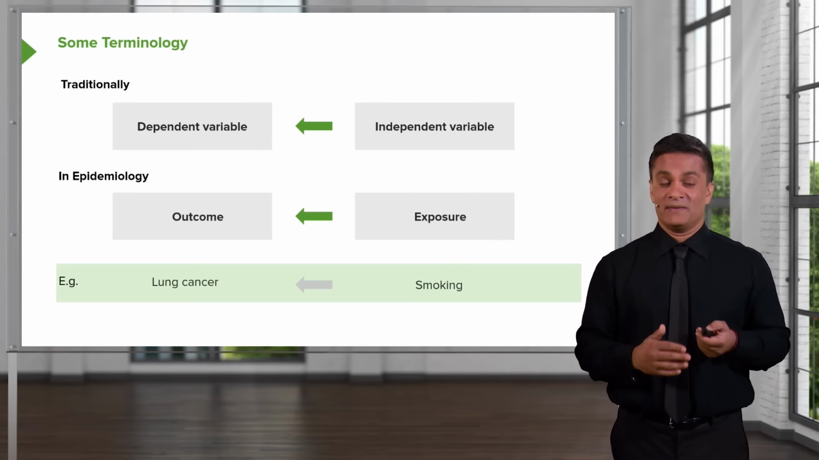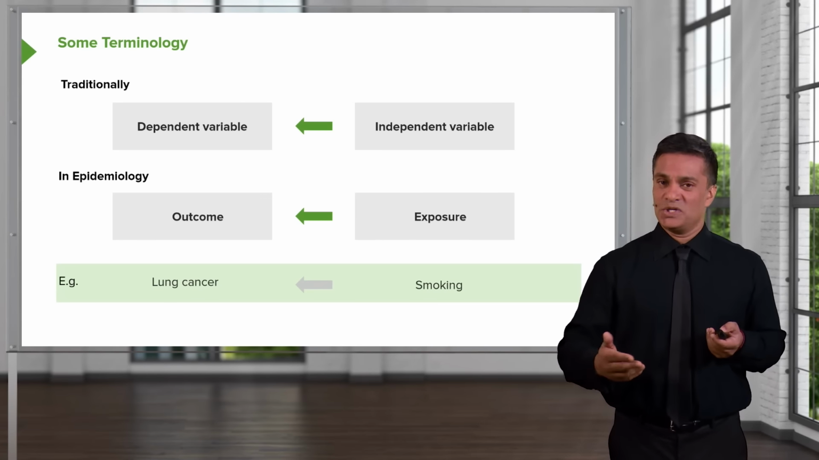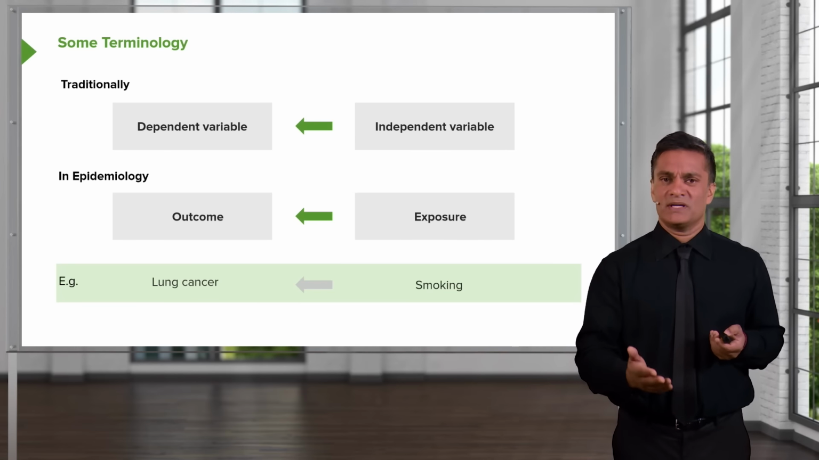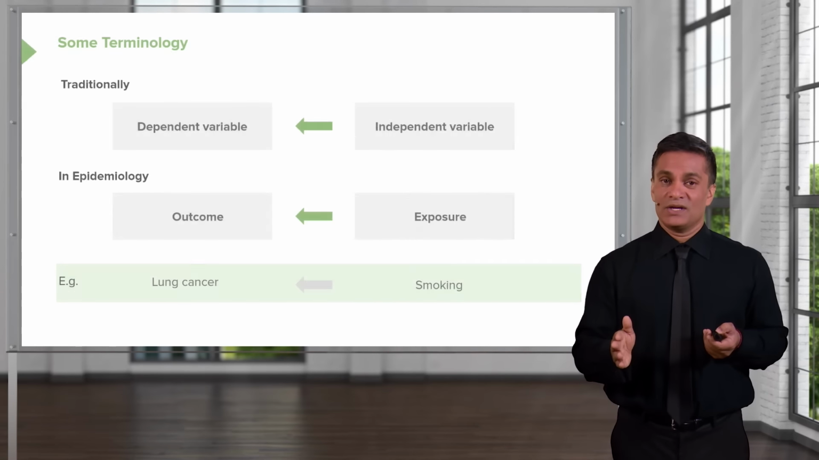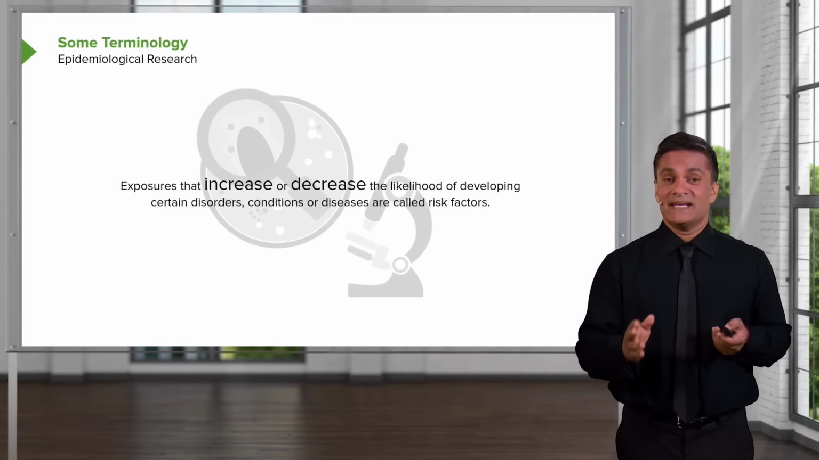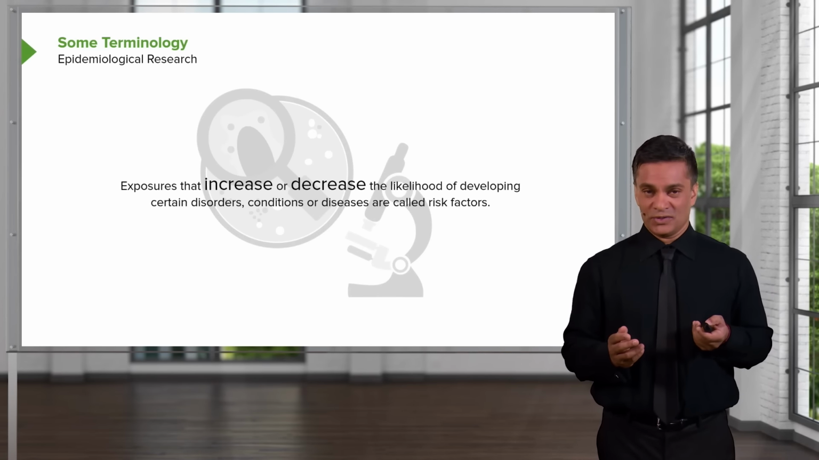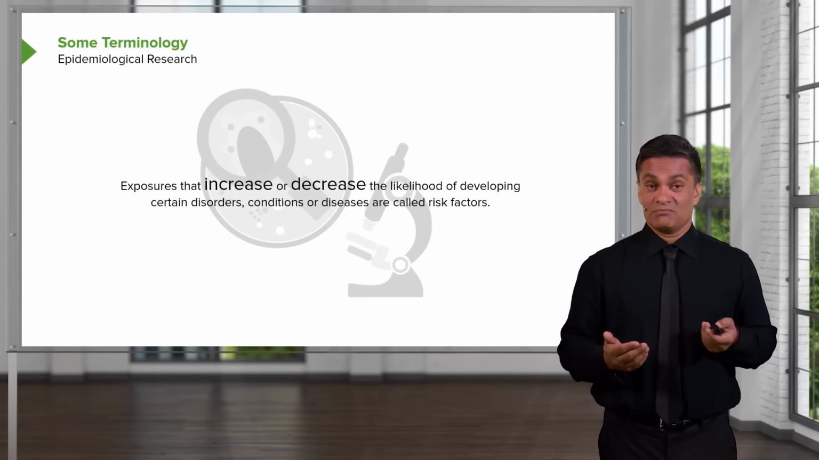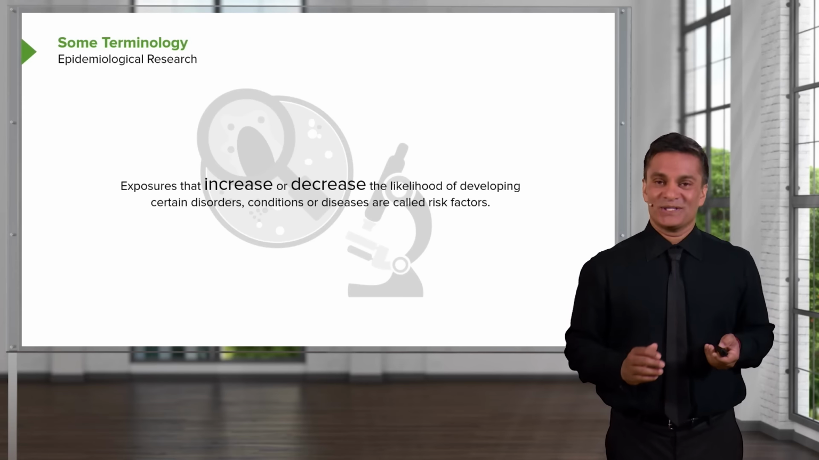The example that I'm fond of making all the time is that smoking is an independent variable. You are free, you're independent to smoke if you want to, or not smoke if you want to. But the smoking causes a certain outcome, and that outcome could be lung cancer. Now, an exposure that increases or decreases the likelihood for developing a certain outcome or disorder, commonly diseases, we call that a risk factor.